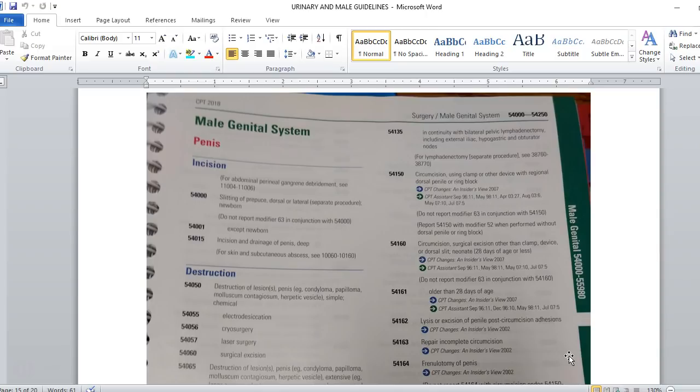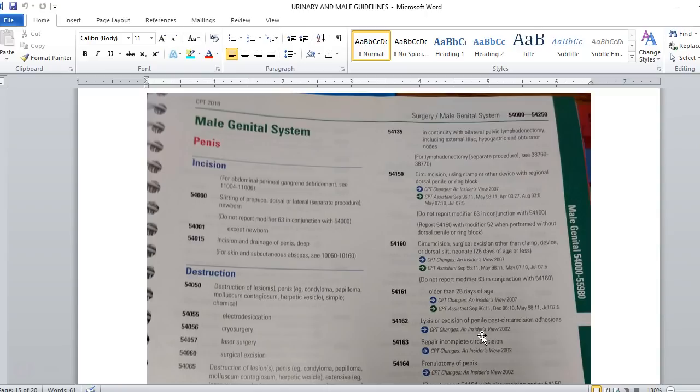So when we talk about circumcision, we are usually talking about codes 54150 to 54161. We're talking about using a clamp or device, like with a regional dorsal penile ring block, or we're looking for something other than a clamp device or dorsal slit. Sometimes that is just an excision of the tissue. Now, you'll notice the circumcision using a clamp or other device with regional dorsal penile or ring block can be done for any age. However, 54160 is for a neonate, 54161 is for older than a neonate.